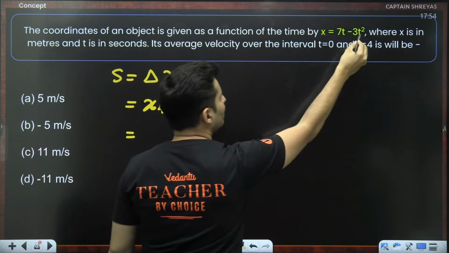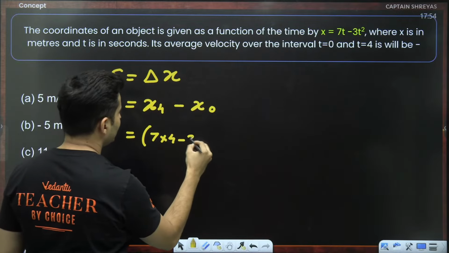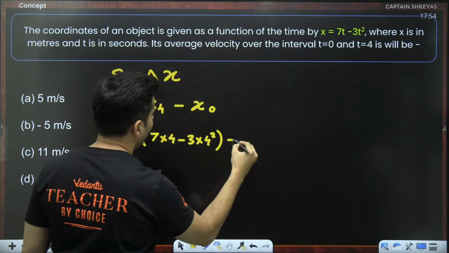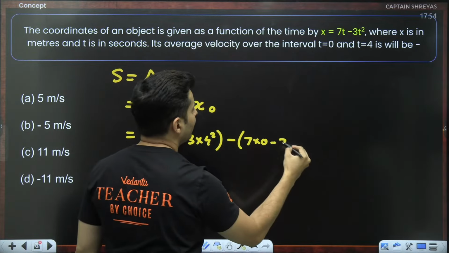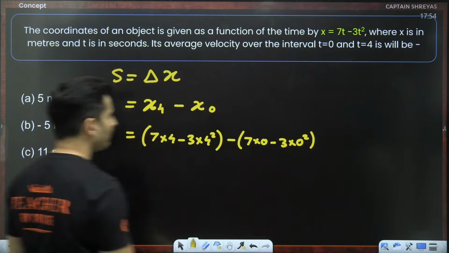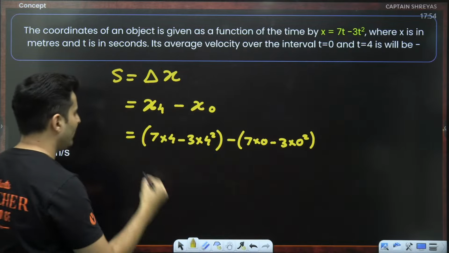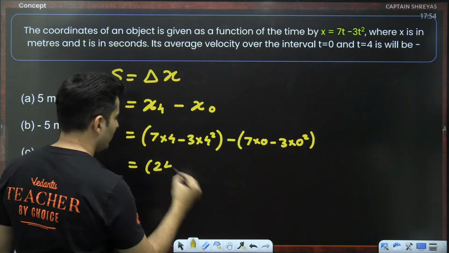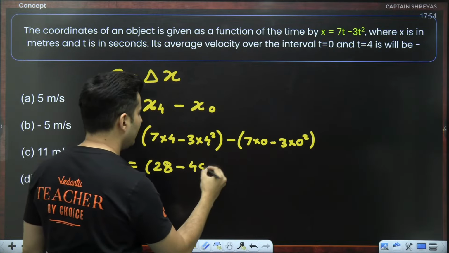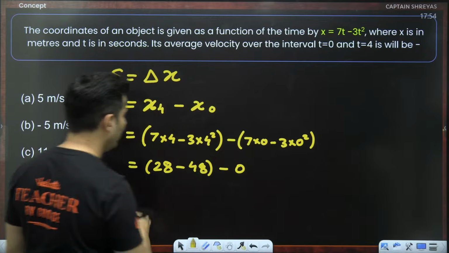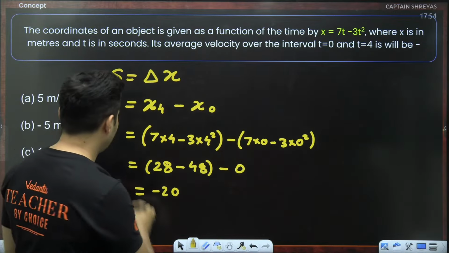When you put time as 4, what do you get? You will get 7 into 4 minus 3 into 4 square, minus, put time as 0, so 7 multiplied by 0 minus 3 multiplied by 0 square. This will be 28 minus 4 square is 16, 16 3s are 48, minus, this is just 0. So this is 48 and 28, that is nothing but minus 20. Correct? That is your displacement.